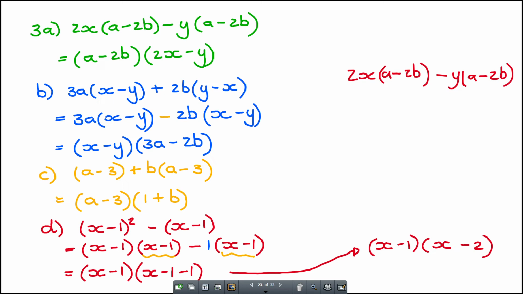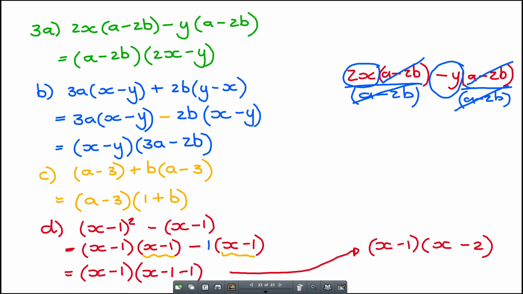So if I put both of them over a minus 2b, it means that that cancels out with this. So can you see why this 2x here is left? Okay. Then at the second term, a minus 2b, a minus 2b. So what's left? The minus 1. Does it now make a bit more sense?